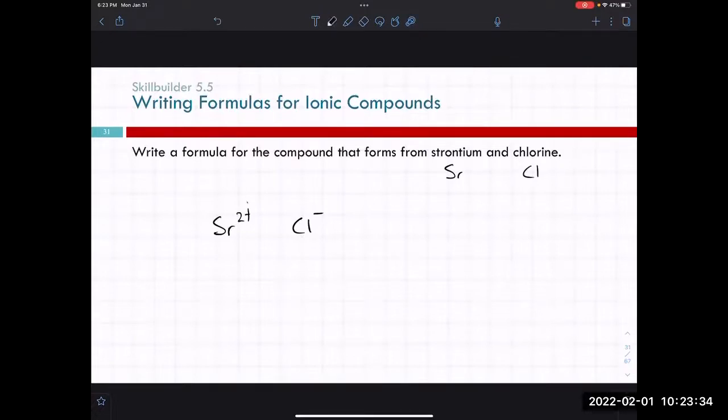We'll take the magnitude of this, make it the subscript of chlorine. Then we'll take the magnitude of chlorine's charge, make it the subscript of strontium. So SrCl2. You got lots of practice for this on the nomenclature worksheet.